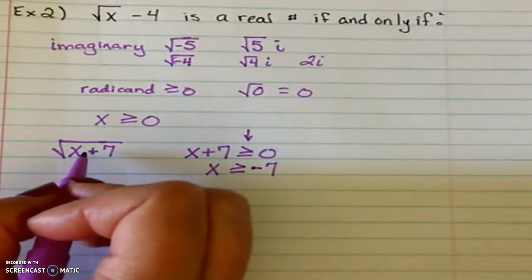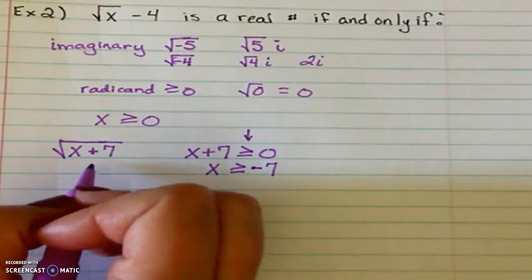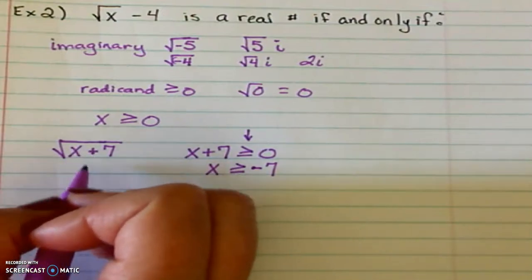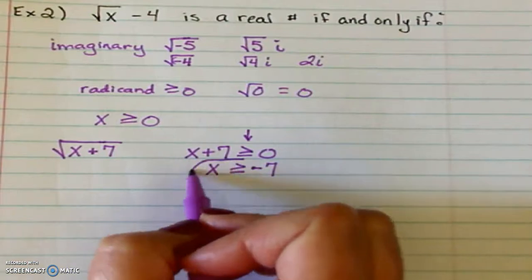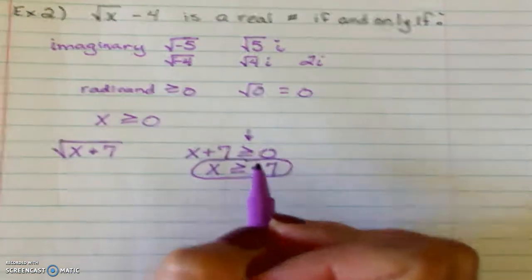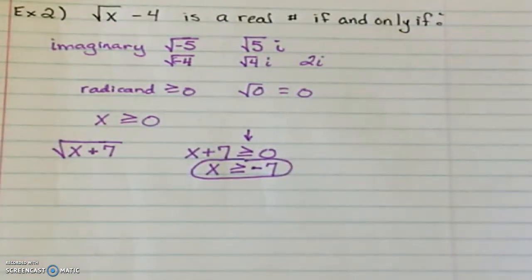If I put -7 in here, I get 0. If I were to put -8 in there, I'm taking the square root of a negative number and it does not work. So I would have to say that x has to be greater than or equal to -7.